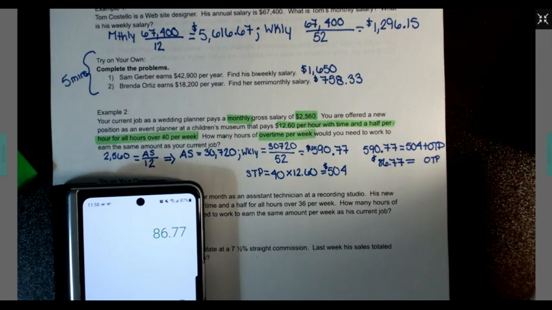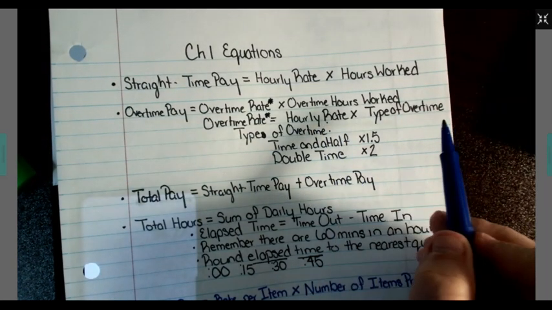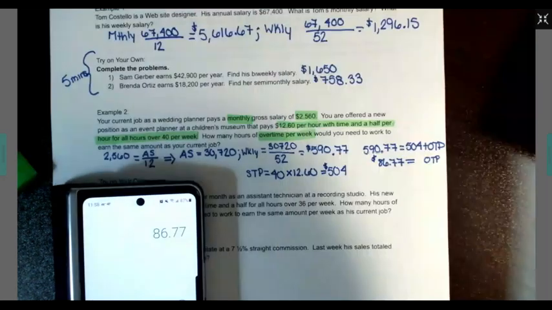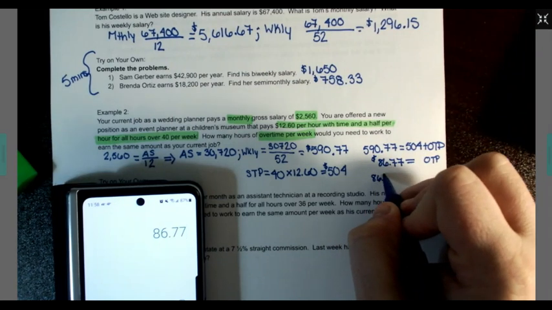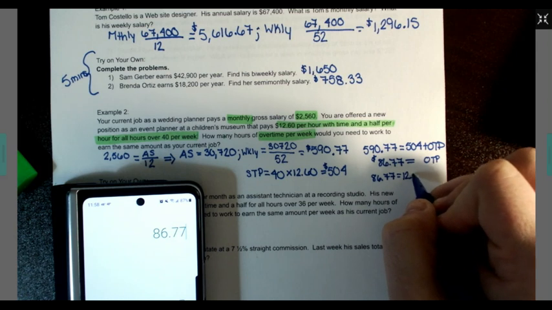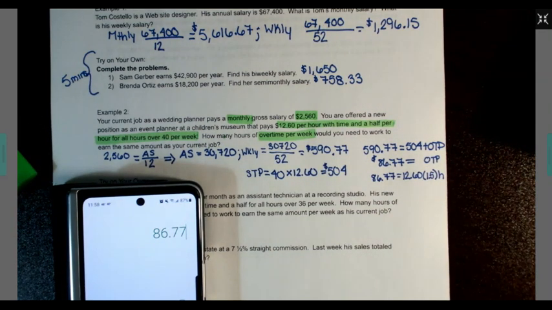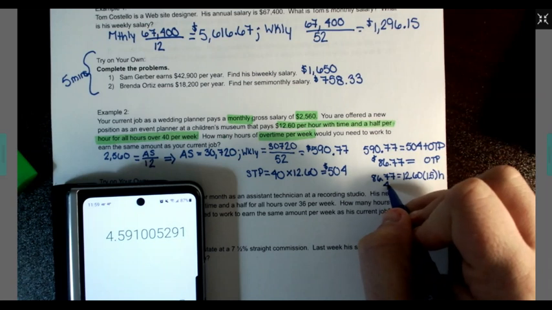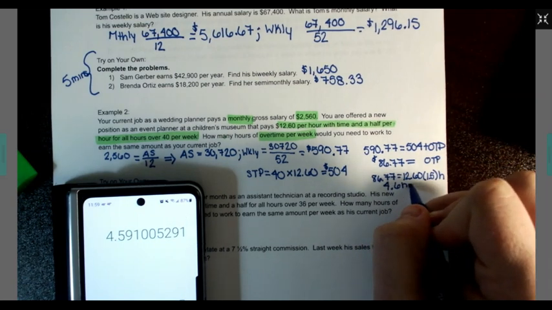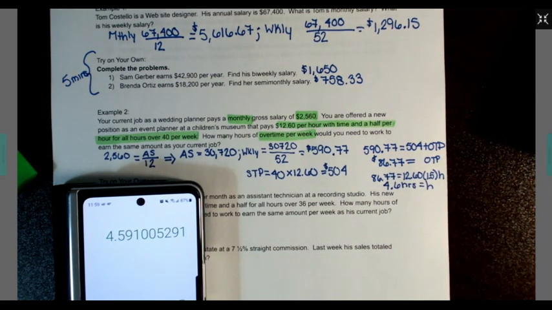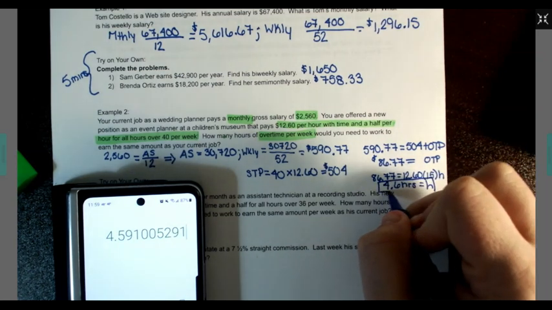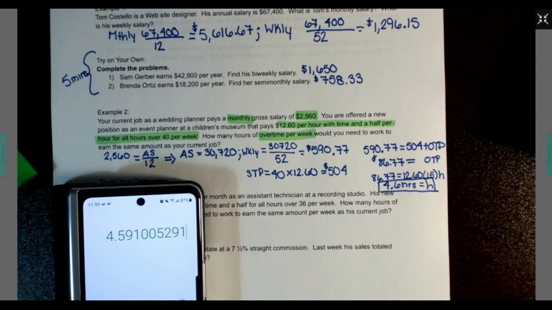Now remember, overtime pay, we've got this formula of hourly rate times your type of overtime times your overtime hours. So we've got 86.77 equals $12.60 times 1.5 times the number of hours which I'm looking for. So we're going to do 86.77 divided by 12.60, and then divide that by 1.5. So we need to work approximately 4.6 hours of overtime every week in order to make the same amount of money I'm making now.